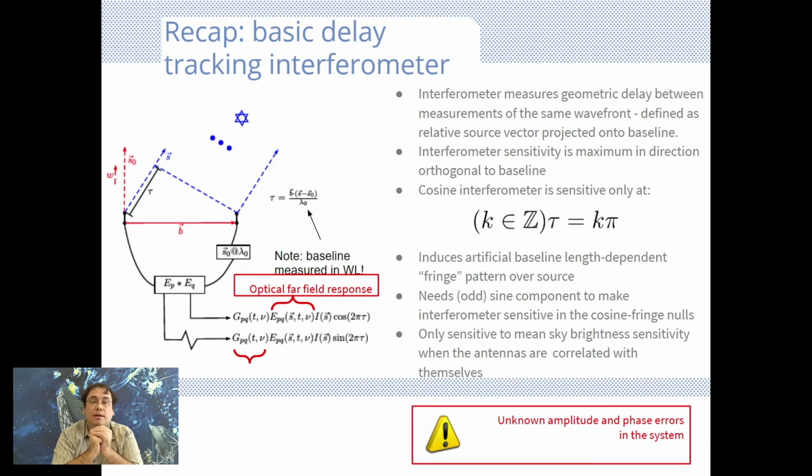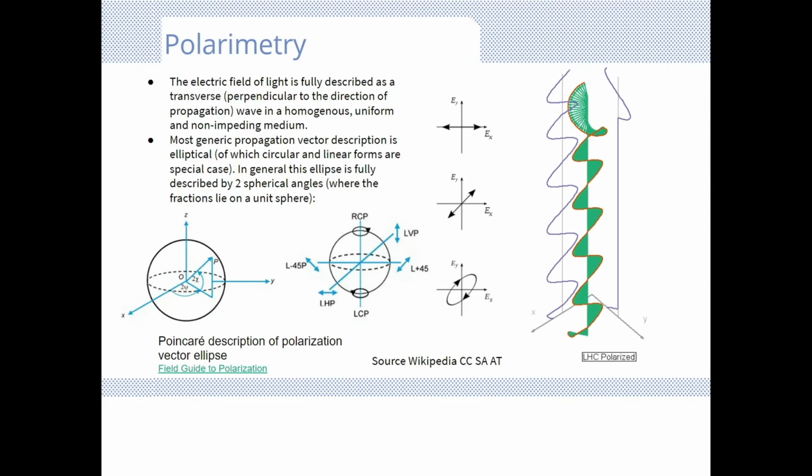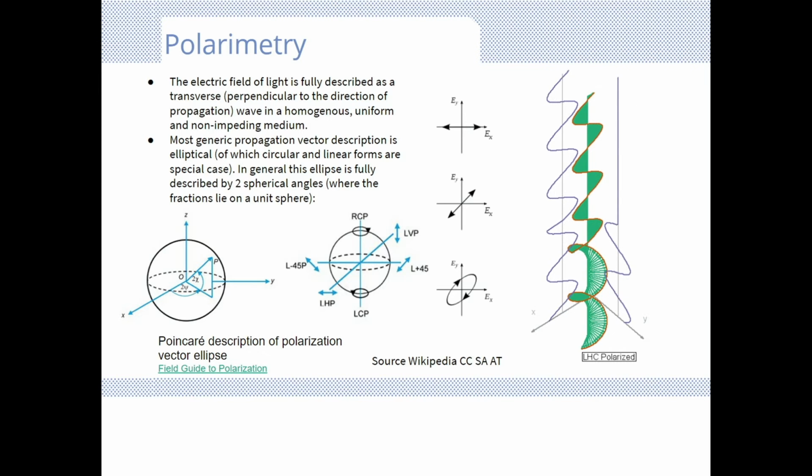Typically, if you correlate an antenna with itself to get that single dish measurement, you get a correlation of noise with the same noise. So we typically throw that away, and therefore our interferometer is insensitive to the average flux density of the sky. Now let's look at what the interferometer measures.